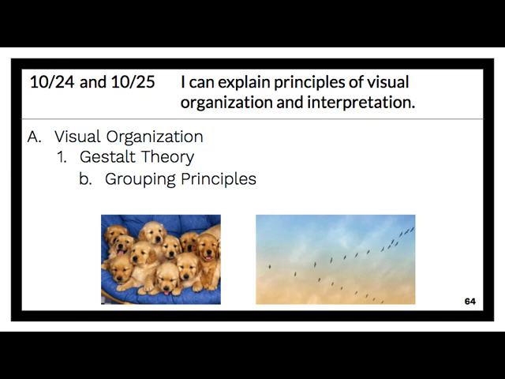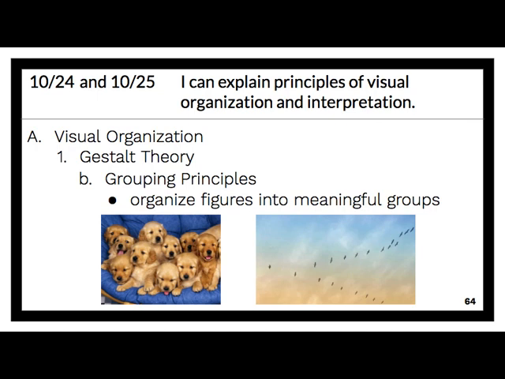Okay, so when we look at grouping principles, this is organizing figures into meaningful groups because it's less for our brain to process. So rather than organize 29 students in here, I have 8 groups. That's how my brain's going to organize it, just based on how you're sitting. So that would be, again, organizing it into a meaningful group. It's the simplest way possible.